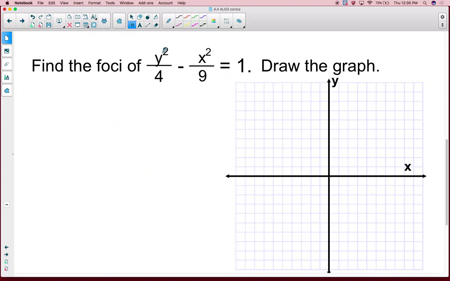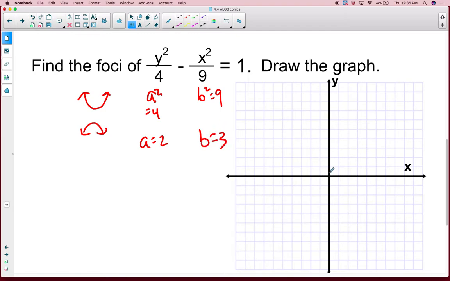So if we start out, it's y squared over 4. When your y squared is a positive one, you know that it's going to be a hyperbola in the y direction, meaning up and down. So we'll first draw in our central rectangle. We know a squared is 4. We know b squared is 9. So therefore a is 2 and b is 3.